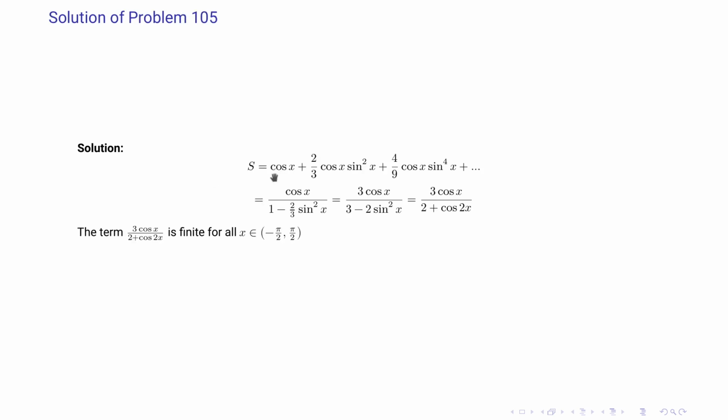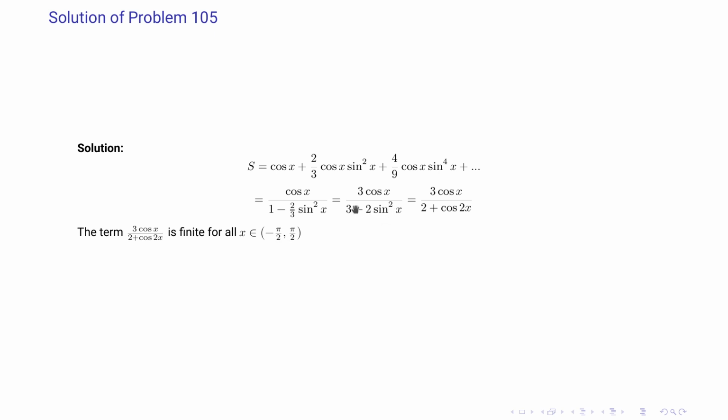So we find the sum as the first term, which is cos x, divided by 1 minus the common ratio, which is (2/3) sin²x. So this is equal to 3 cos x/(3 − 2 sin²x). Now if you observe carefully, this cos x will not be 0 in the open interval −π/2 to π/2. And sin² will vary from 0 to 1. So the value of the denominator will be finite, between 1 and 3.